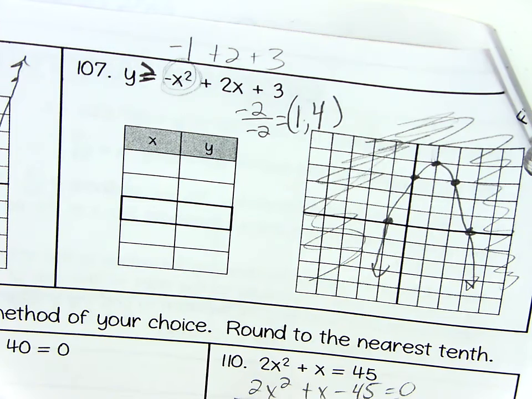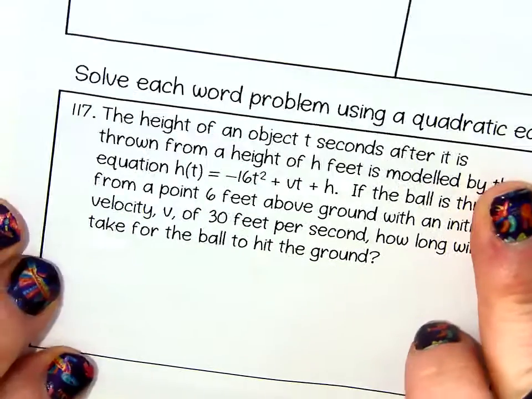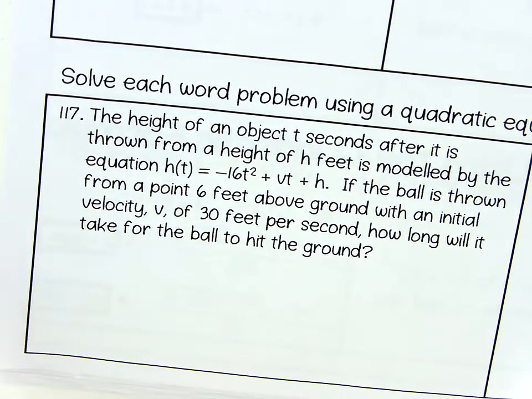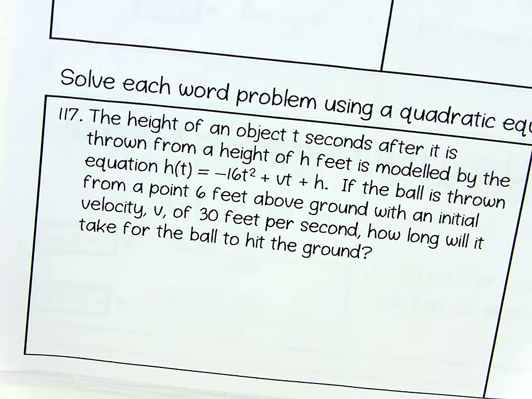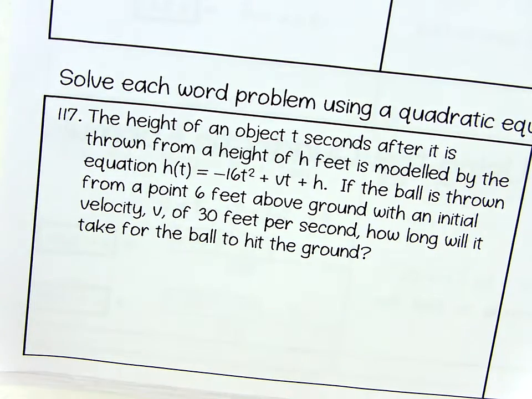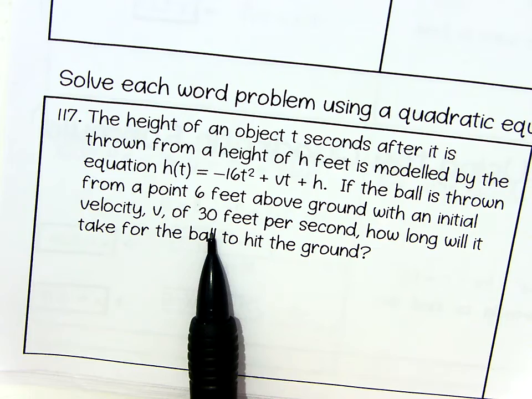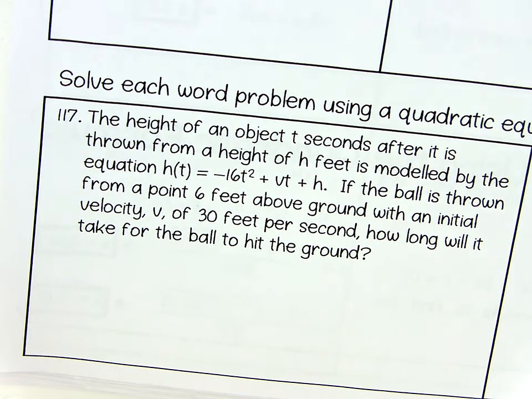Okay, the other thing that was in this unit, way down at the bottom there, the 117, the word problems with quadratics. So let's read and see if we can figure this one out. The height of an object t seconds after it is thrown from a height of h feet is modeled by the equation blah blah blah. If the ball is thrown from a point 6 feet above the ground with an initial velocity v of 30 feet per second, how long will it take for the ball to hit the ground?